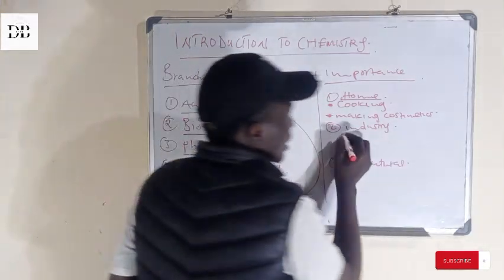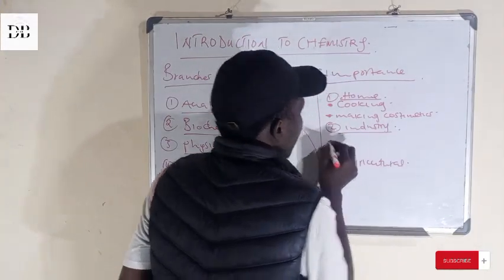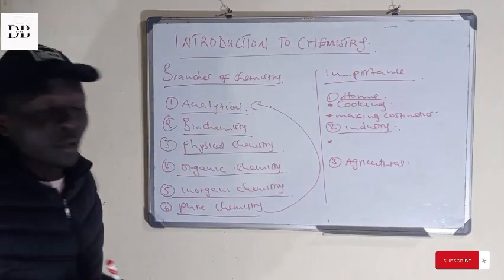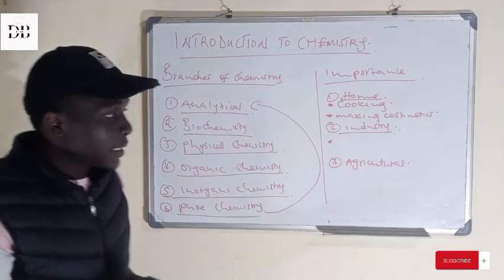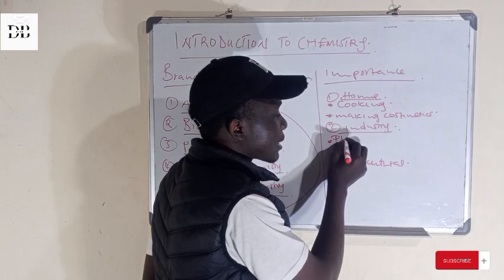Then, how do we use chemistry in the industry? Chemistry in the industry has got a lot of uses. Among them is making plastics.